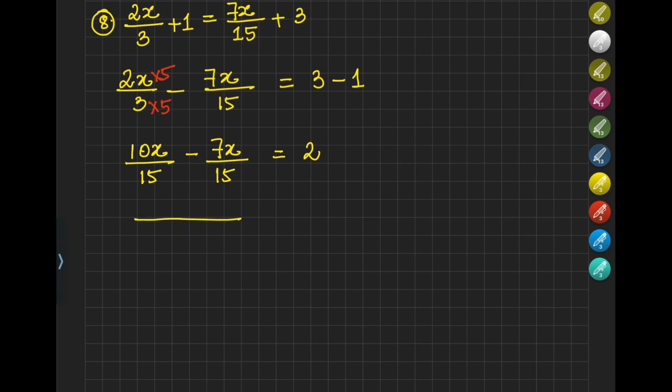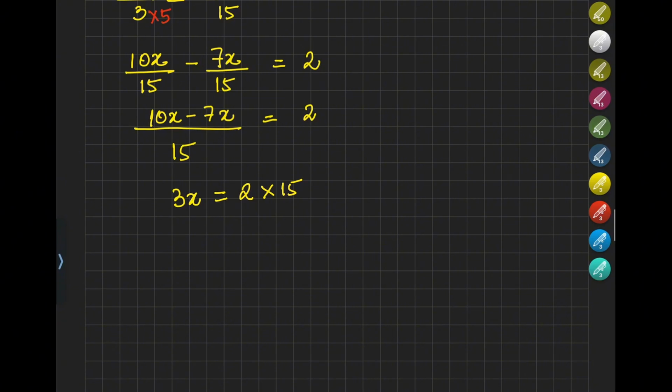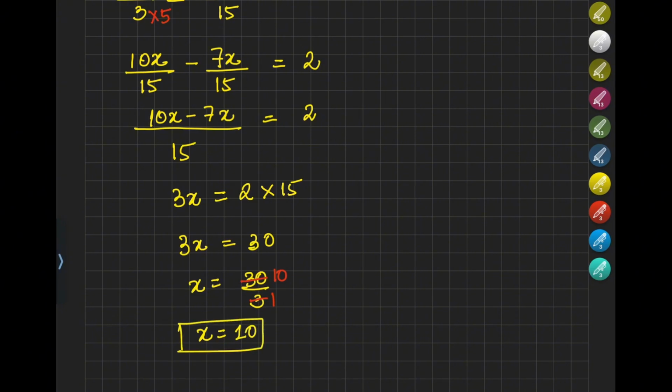Now LCM I can take as 15. So 10x - 7x = 2. 10 minus 7 is 3x = 2, and 15 is transposed to the right hand side. So from the denominator it goes to the numerator, or division becomes multiplication. So 3x is equal to 30. So x is equal to 30 by 3. So 3 ones are 3, 10 times is 30. So x = 10 is the solution of the given equation.